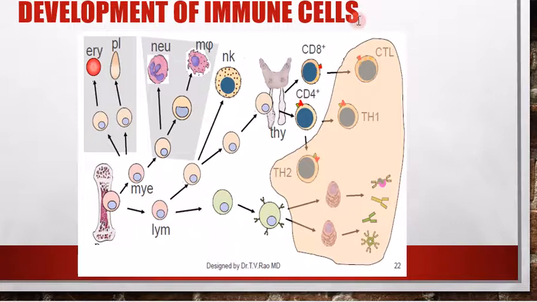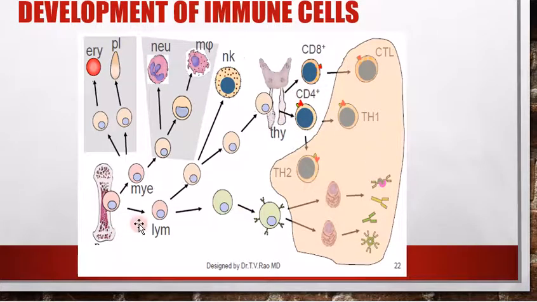Okay, so what you have to understand is CD is cluster determinants. There are 8 plus cluster determinants, and there are 4 plus cluster determinants in this.